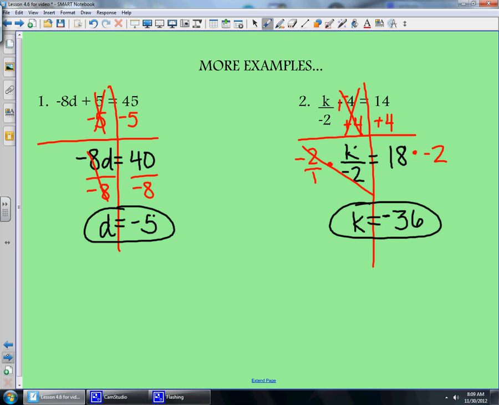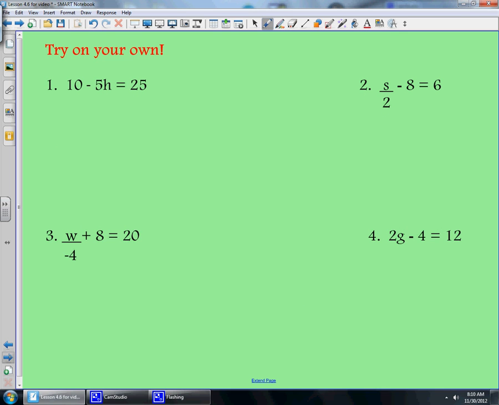You can always check your work. Negative 36 divided by negative 2 minus 4. Negative 36 divided by negative 2 is positive 18. A negative divided by a negative is a positive. And 18 minus 4 is equal to 14, which is the same answer up here. Okay, here's 4 examples I want you to try on your own. Pause the video, try them, and then when you're done, come back and we'll go over them together and we'll see how you did. Okay, welcome back.